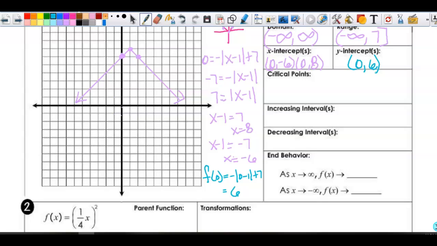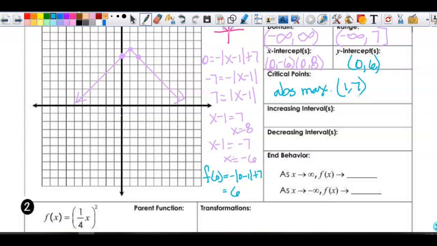Your critical points are your extrema and points of inflection. So I don't have a point of inflection, but I do have an absolute maximum. So I have an absolute maximum at (1, 7).